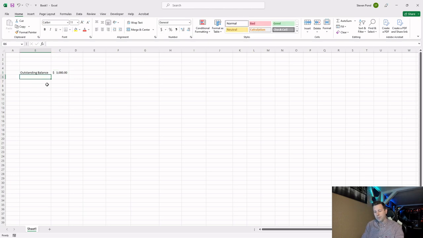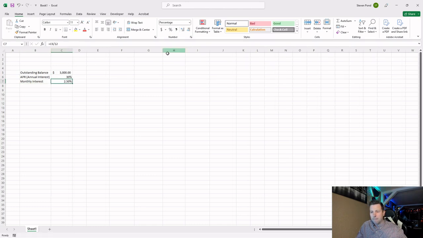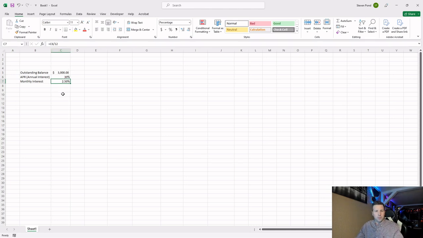Let's say your interest rate is going to be APR. Let's say it's on a credit card, and it's 30%. Now we need to know the monthly interest. Interest compounds monthly, it does not compound annually. So all we have to do is take that 30%, the annual number, and divide it by 12. You're going to make 12 payments in a year. So now we'll say monthly interest. Format this, and that's 2.5% per month that is going to accrue on your outstanding balance.